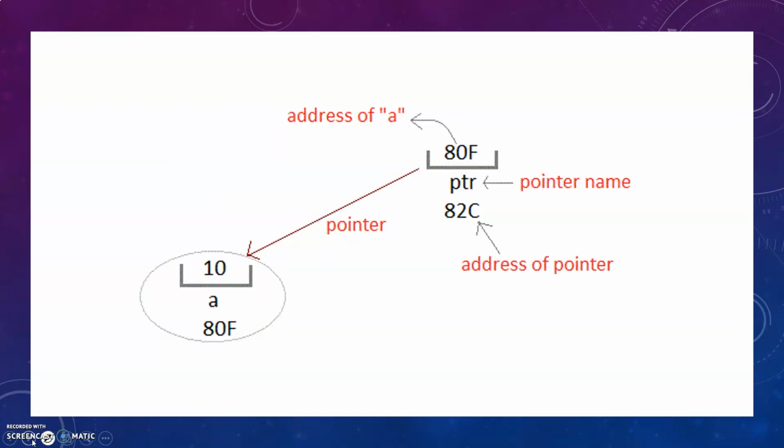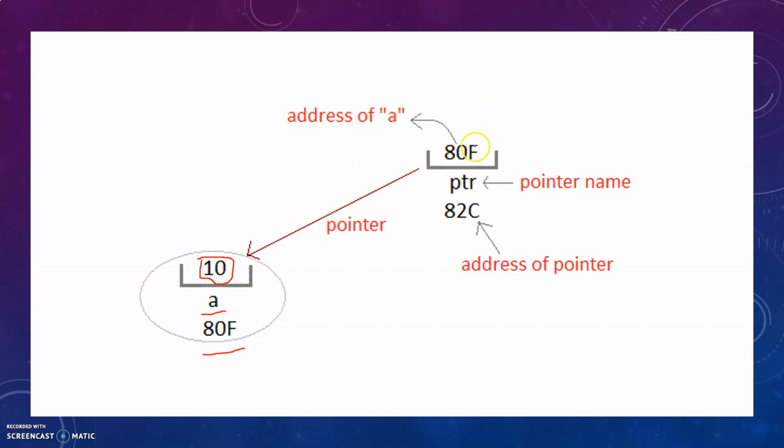Clear? Now here I have given another diagram of it, where the address of A is 80F. Now it is pointed by something. The actual element is myself, which is 10. This is 10, the actual element, and this is the location that I want to serve, and this is the address 80F, right? I have to point it. How will I point? By a pointer name.